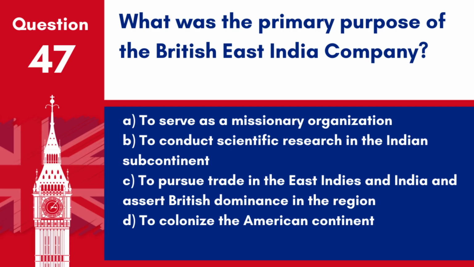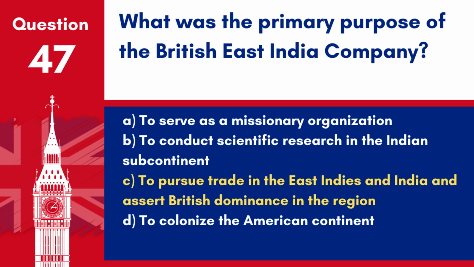Question 47. What was the primary purpose of the British East India Company? A. To serve as a missionary organization. B. To conduct scientific research in the Indian subcontinent. C. To pursue trade in the East Indies and India and assert British dominance in the region. D. To colonize the American continent.